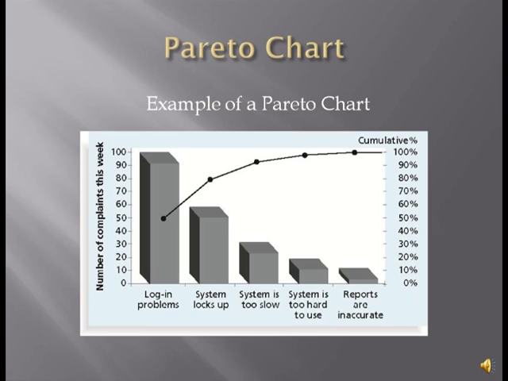Pareto charts show individual values and cumulative totals on 3 axes of data. On this chart, the individual values representing login problems, system lockups, and so forth are shown on the left x-axis. The cumulative total of all problems is represented on the right x-axis.